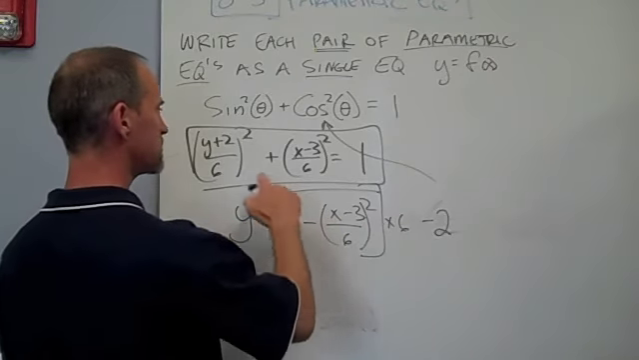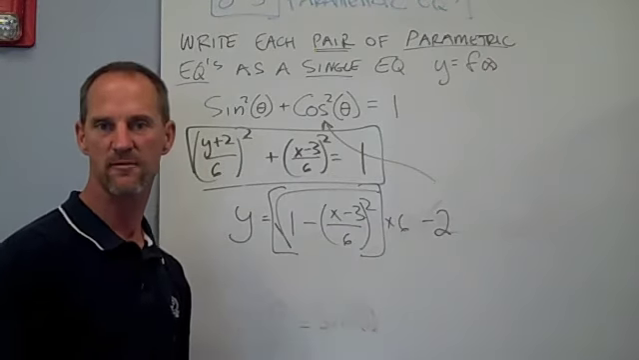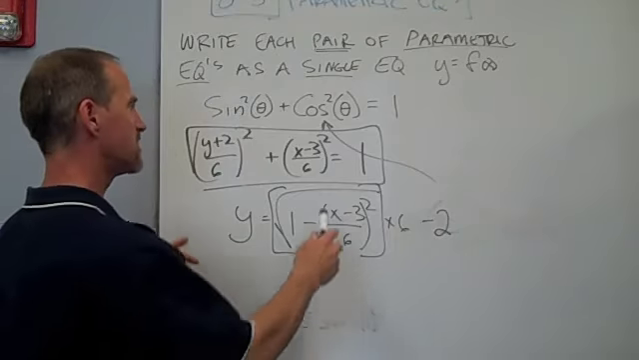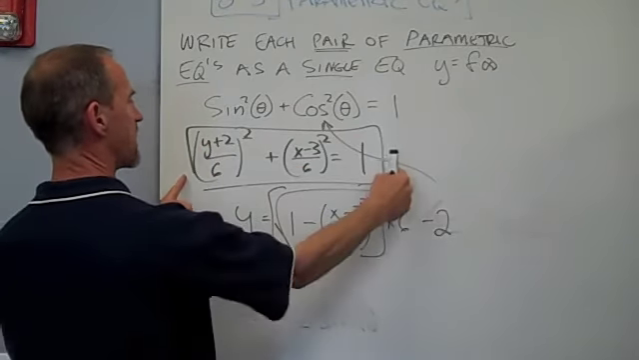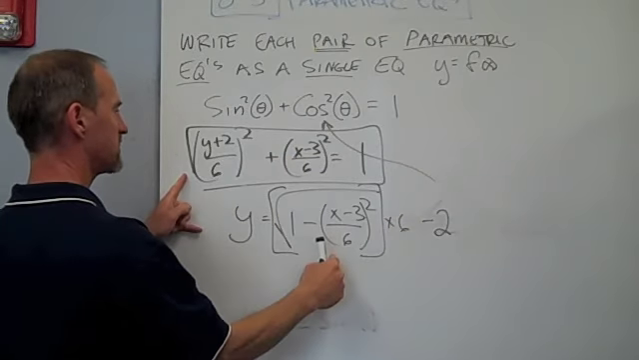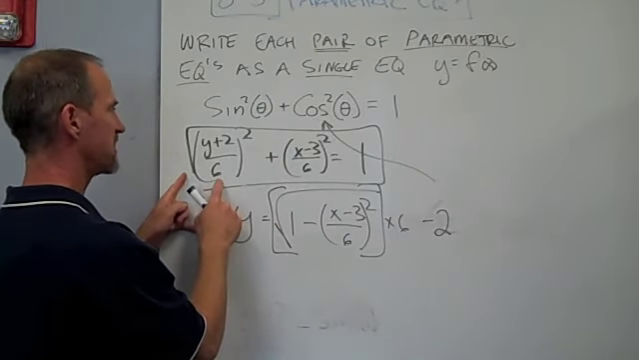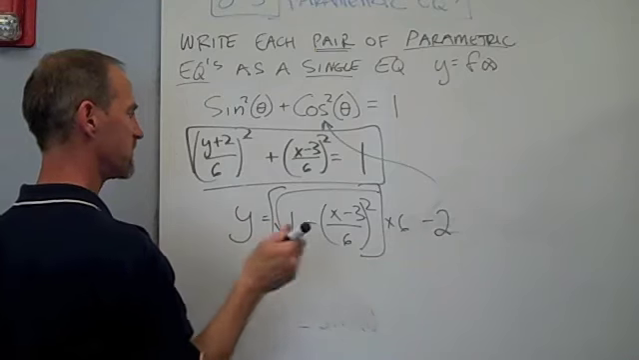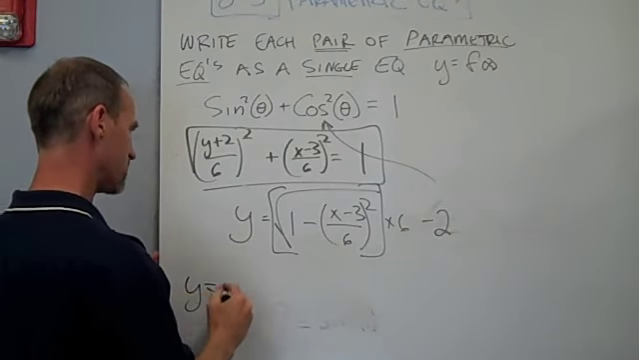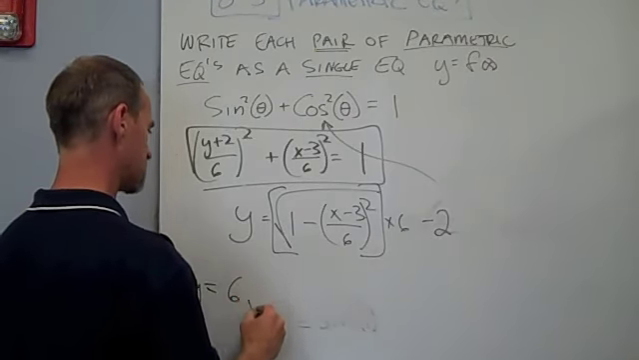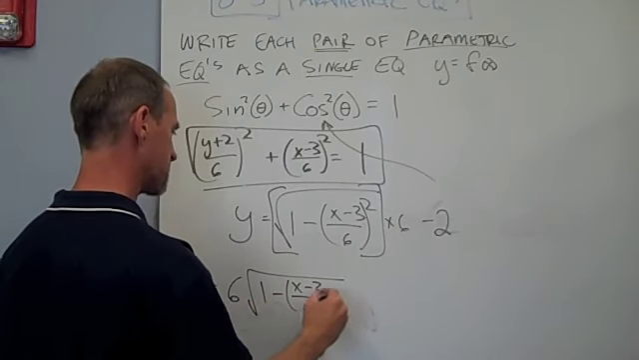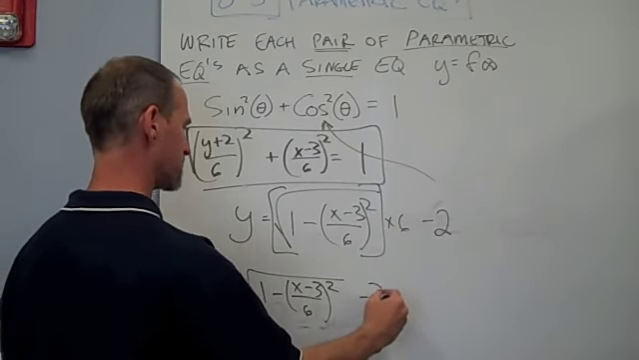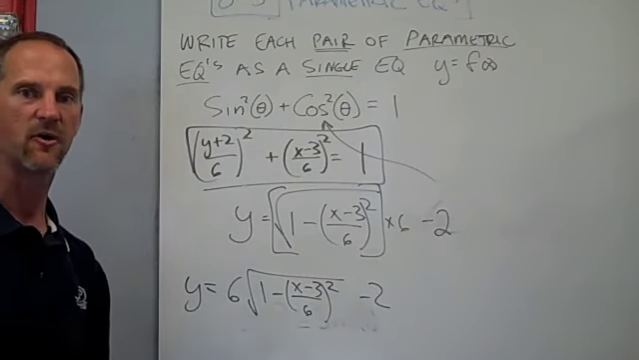Y by itself. It's no different than when we did the logarithm problem and we had to peel away the layers. So I peel away the layers to get at that y by itself, first subtracting this, then square rooting it, then multiplying both sides by 6, then finally taking away the 2. And so y equals 6 times the square root of 1 minus (x minus 3 over 6) squared, minus 2. Okay? There you go. Thanks.